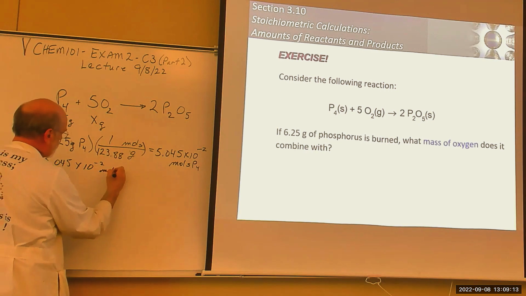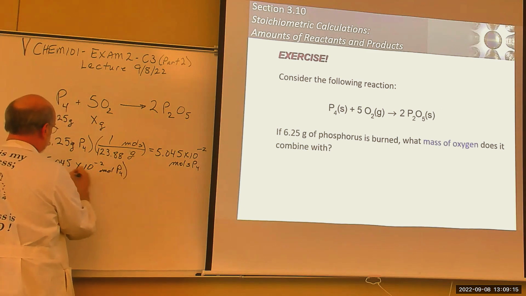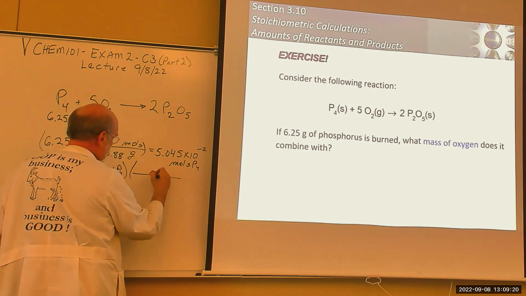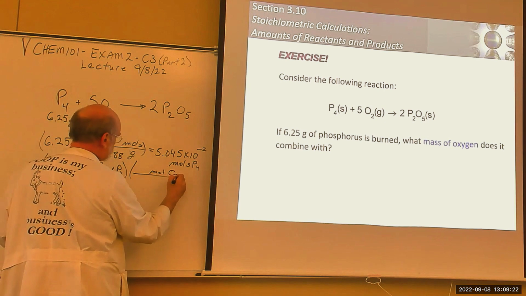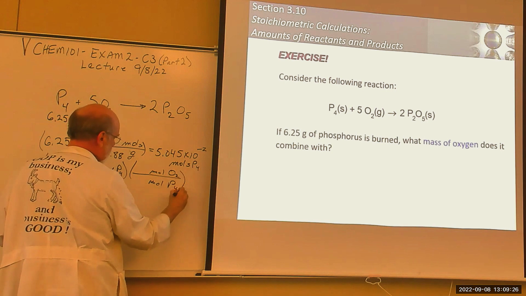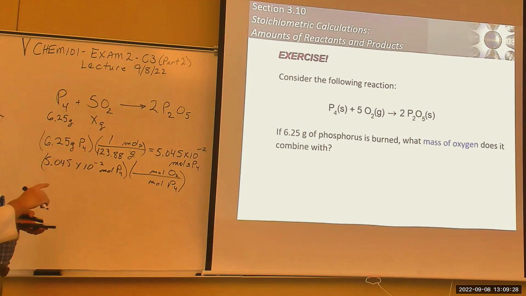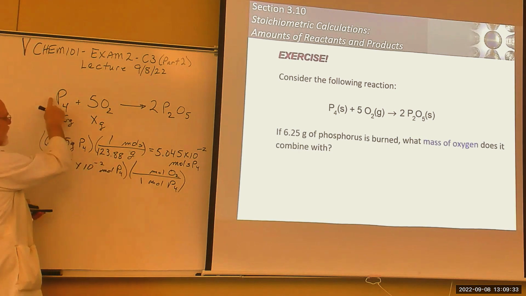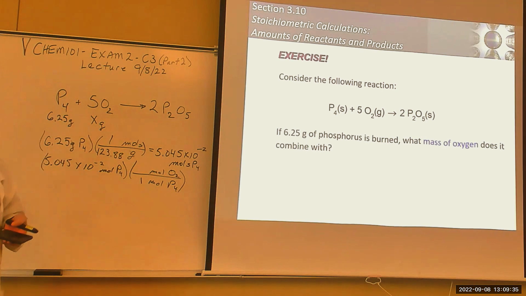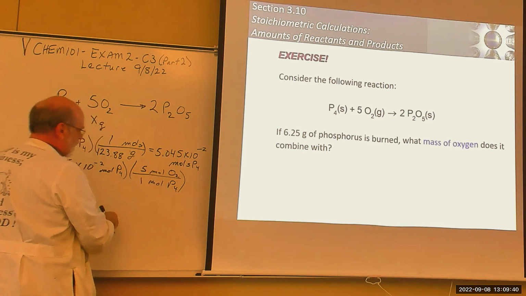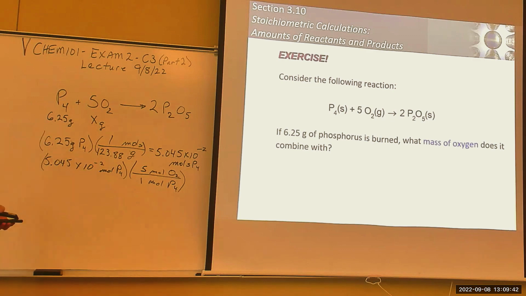So this is moles of P4. We want moles of oxygen. Ratio to moles of P4. Right? The magic numbers here are the coefficients. P4 is 1. Don't forget that. Just because we don't write the 1 doesn't mean it's not there. And then this one is 5. So 5 times that value would be how many moles of oxygen are required.